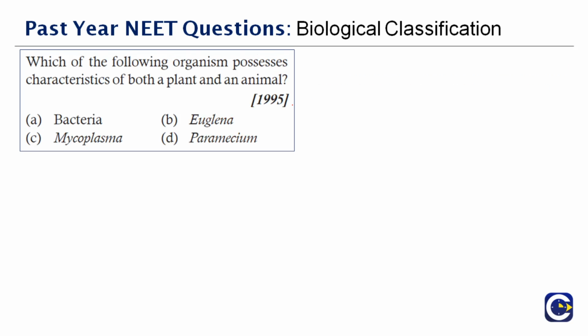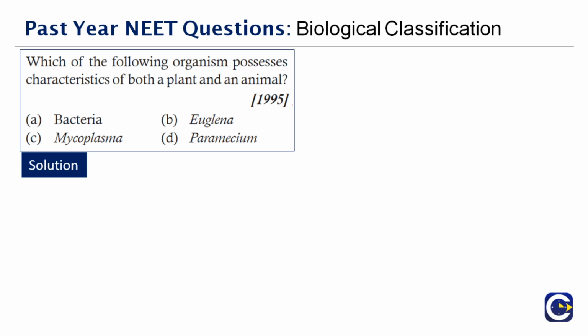Next question here. Which of the following organisms possesses characteristics of both a plant and an animal? You're given 4 options here. Obviously it is not bacteria or mycoplasma. Obviously they are not both, because mycoplasma do not possess a cell wall. But here they are asking us about both plant and animal nature. Therefore bacteria and mycoplasma will not come under this. The correct answer goes to Euglena.